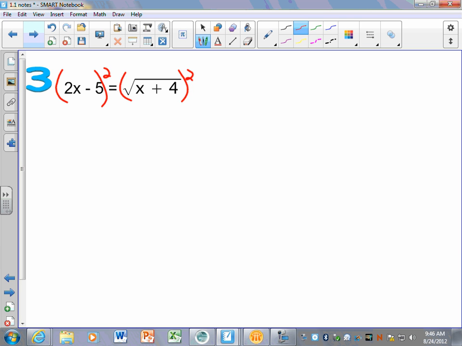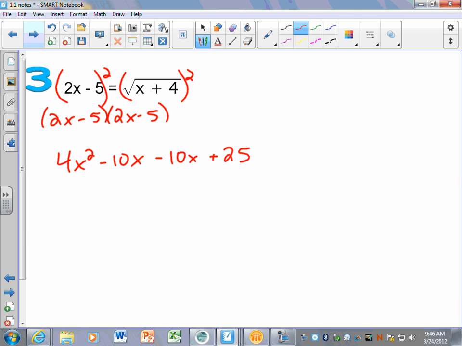And when you square this, remember that's not just 4x squared minus 25. That's 2 of these, and you actually have to FOIL that out, right? So you would get 4x squared minus 10x minus 10x plus 25. And the great thing about the other side is when you take the square root of something squared, those are inverses, so you just get back x plus 4.